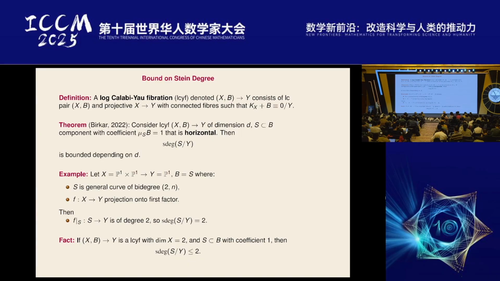But if you go to higher dimension, then it's not that simple. The possibilities that you get for the fibration are much, much larger than in dimension 2.